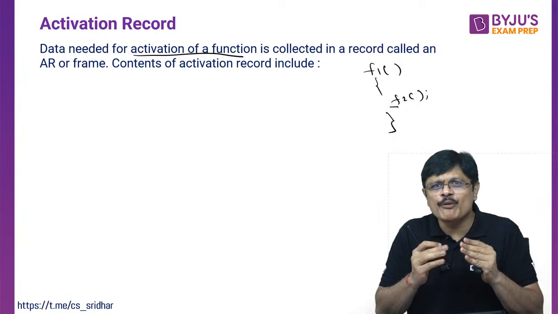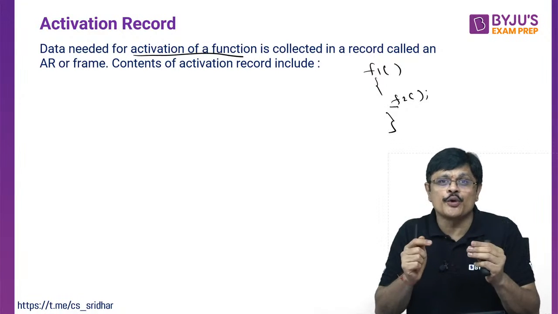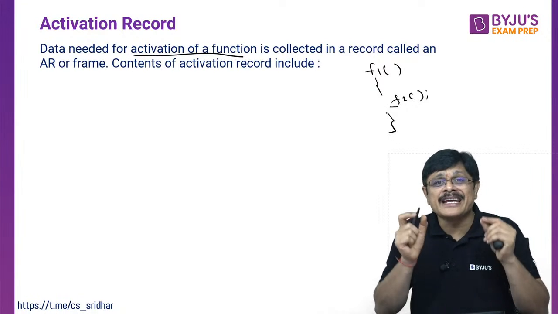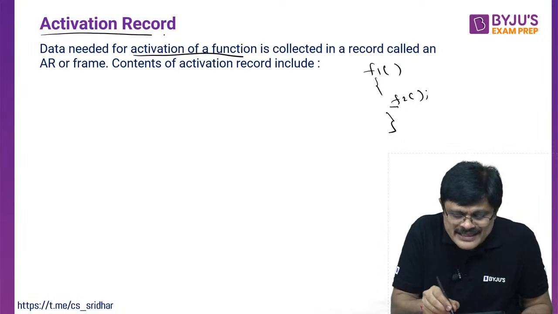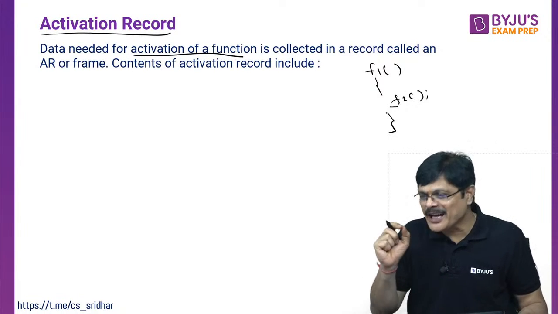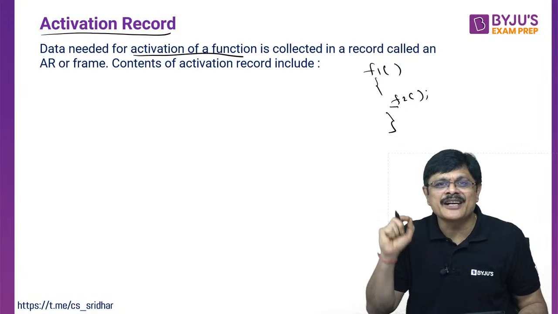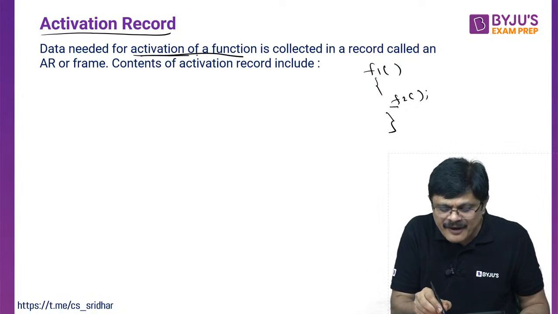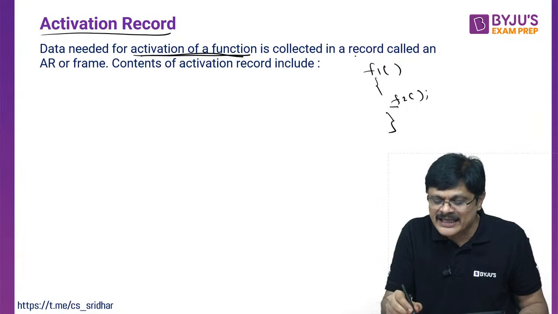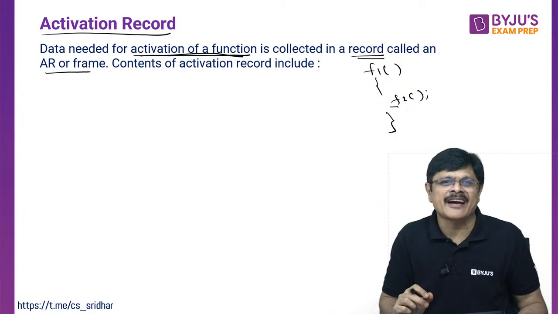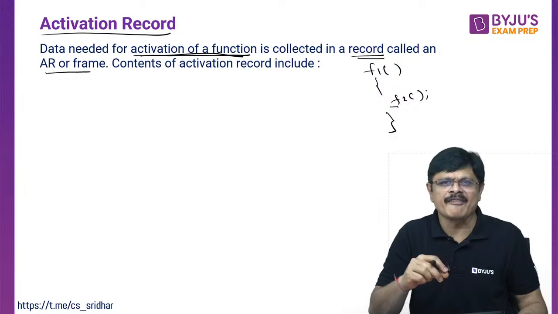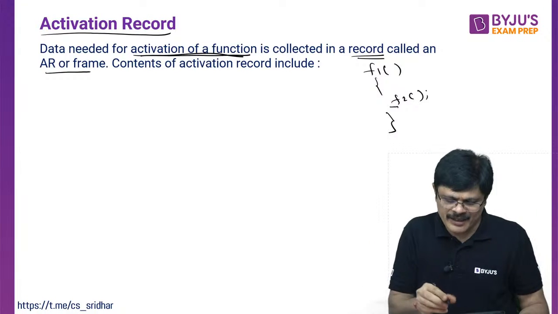So let us see what the different contents are that are stored when a function is called, and that content is stored in what is known as the activation record. They are all stored in what, sir? Activation record, my dear friends. Data needed for activation of a function is collected in a record called an activation record, or simply people call it a stack frame, my dear friends. People also call it a stack frame or activation record.